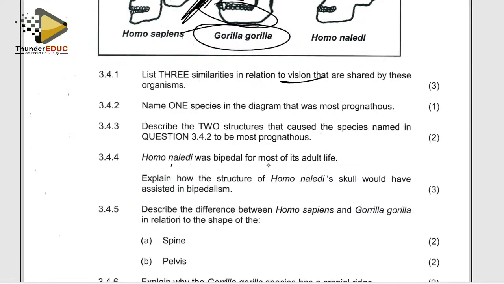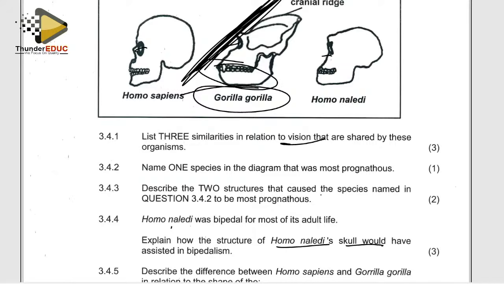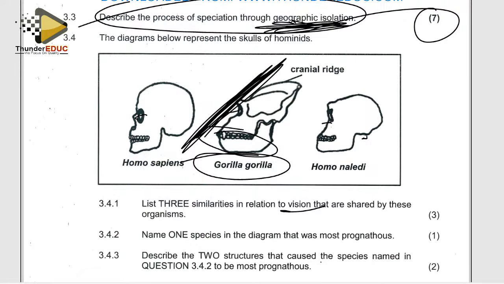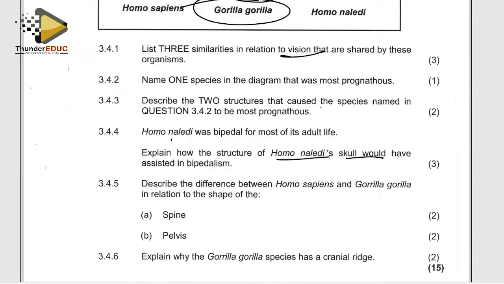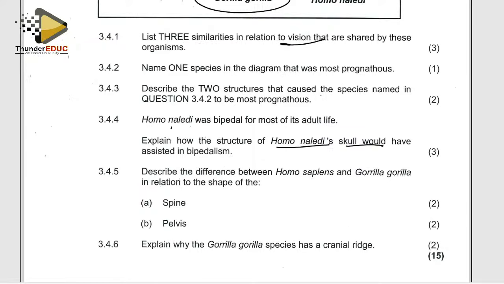Hominid was bipedal for most of its time or adult time. Explain how the structure of the hominid skull would have assisted in bipedalism. Yes, the position of foramen magnum is a little bit forward, therefore it helped in connecting the spine vertically, and then it is able to walk on two limbs.